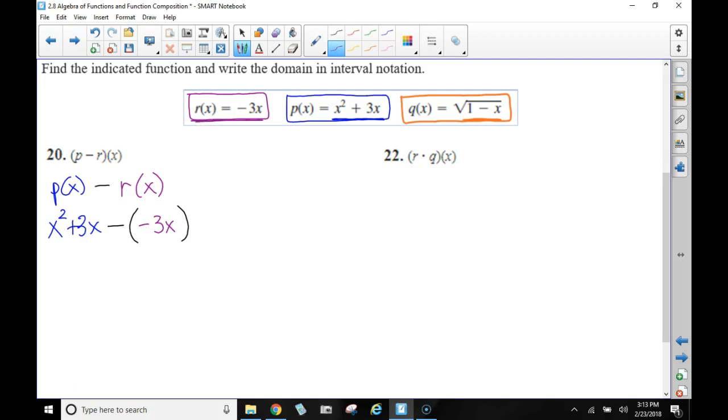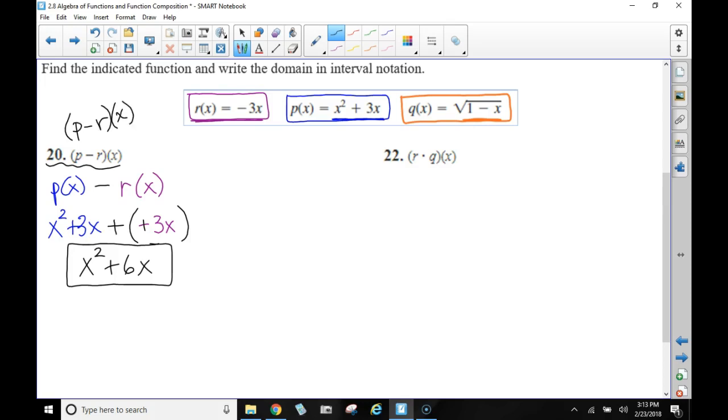And so really all we need to do is clean up and give our final answer and then express the domain. But x squared plus 3x, and this would actually be plus 3 more x, will give us x squared plus 6x as our newly created function, P minus R. And up here on number 20, they could have just said calculate P minus R. And that would have meant, oh, they mean P minus R evaluated at x. Okay? Now we need to talk about the domain of this function. Let's see, I'll do domain in red.